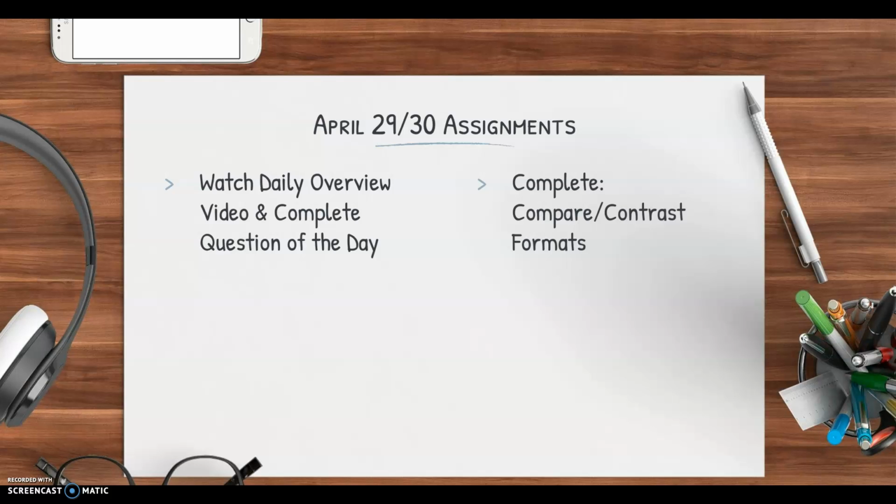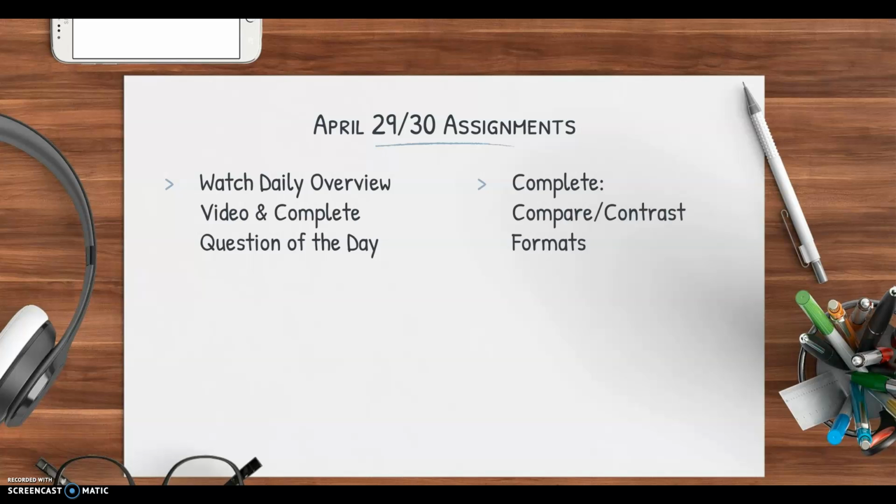Today's assignments are to watch the daily overview video, which you're doing right now, and complete the question of the day, which you're going to do in just a moment. And then you are to complete the compare and contrast compression formats. So you've read about the different compression formats that are used for video, for audio, for pictures, text. So now you're going to do a compare contrast of those. The full instructions are over in It's Learning.